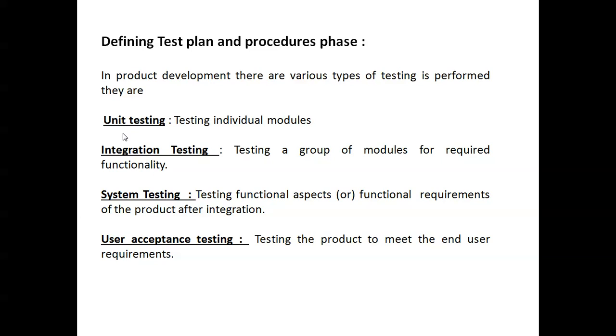Defining the test plan procedures phase. These things come under the validation part. Then unit testing, which tests individual modules, and integration testing, testing a group of modules for required functionality, and system testing, which tests the functional requirements of the product after integration, and finally user acceptance testing. This test is done by the end user against the user requirements. Once it is completed, the user acceptance testing is over. So this is a very important testing. So these four testings come under the validation part.